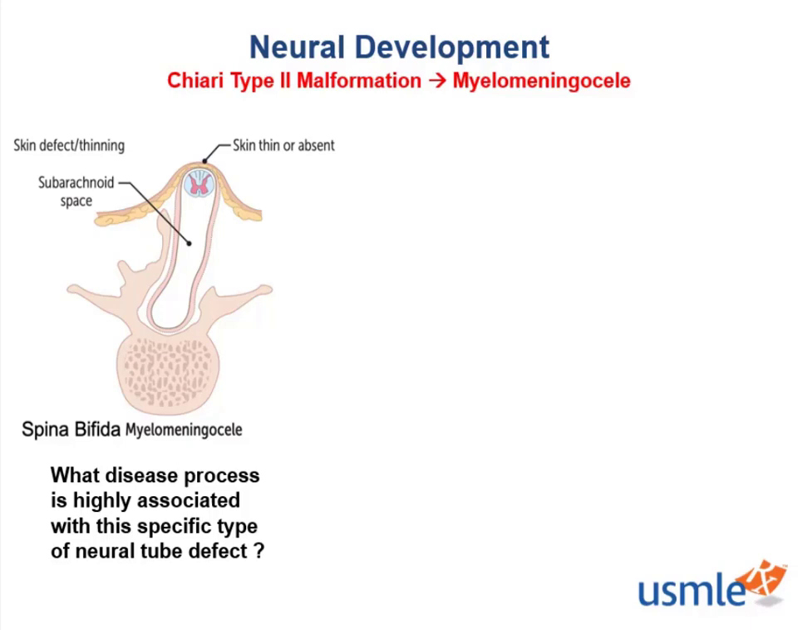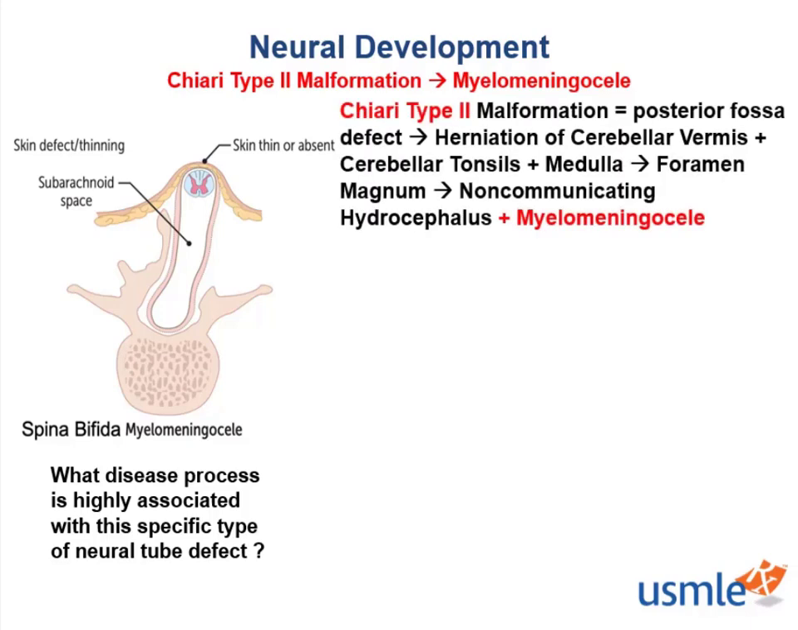The answer is a type 2 Chiari malformation, which is commonly associated with a myelomeningocele. In fact, if a myelomeningocele is found, you must check for Chiari type 2 malformation. Specifically, the myelomeningocele may present with motor and sensory loss at the level of the lesion.